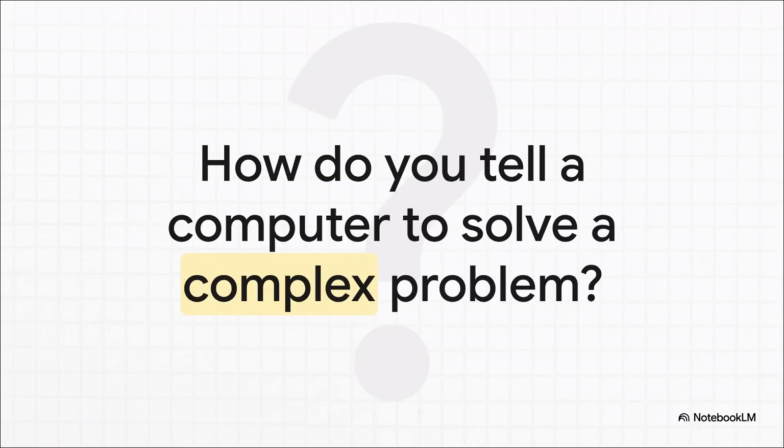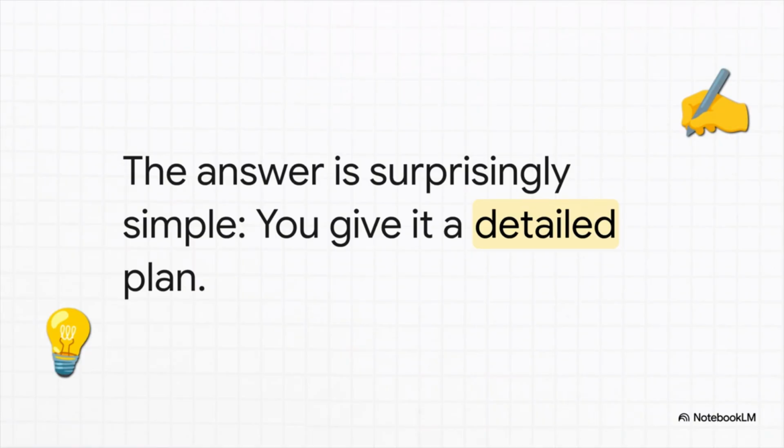So let's just break it down to the most basic question. You've got this machine, right? It's a genius, but it's also super literal. It does exactly what you tell it, no more, no less. So how do you give it instructions for something complicated and be sure it gets it right every single time? And the answer? It's actually kind of simple. You give it a plan.